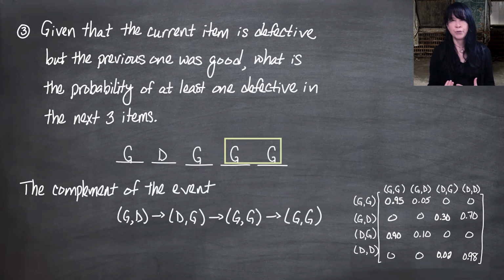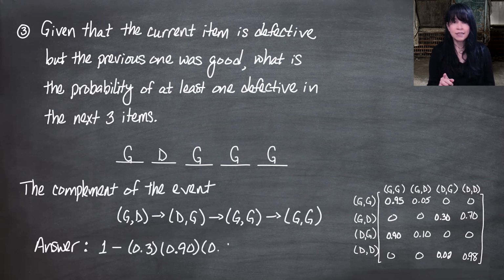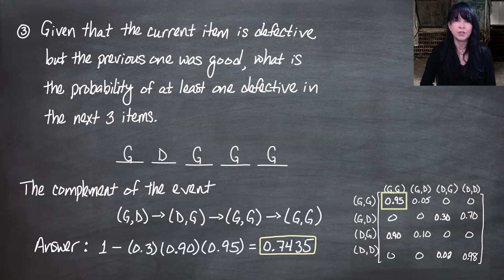So there's actually 3 transitions here. We're going to have 3 probabilities that we're multiplying, and we're going to take this all away from 1. So we get 1 minus 0.3, which is good defective to defective good. You can see that right over here. And defective good to good good is right over here. Good good to good good is right up here. And in the end, we get 0.7435.